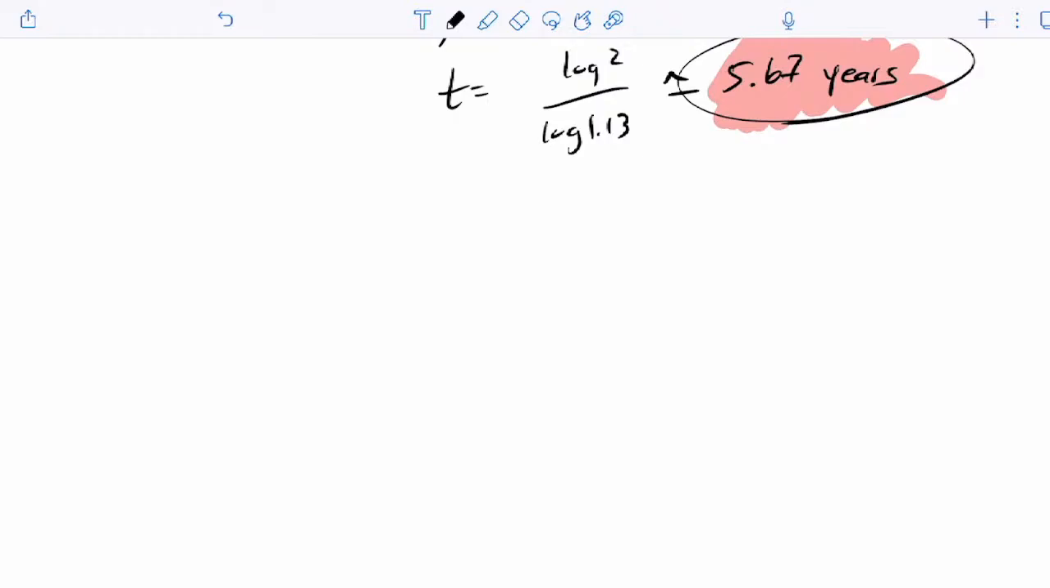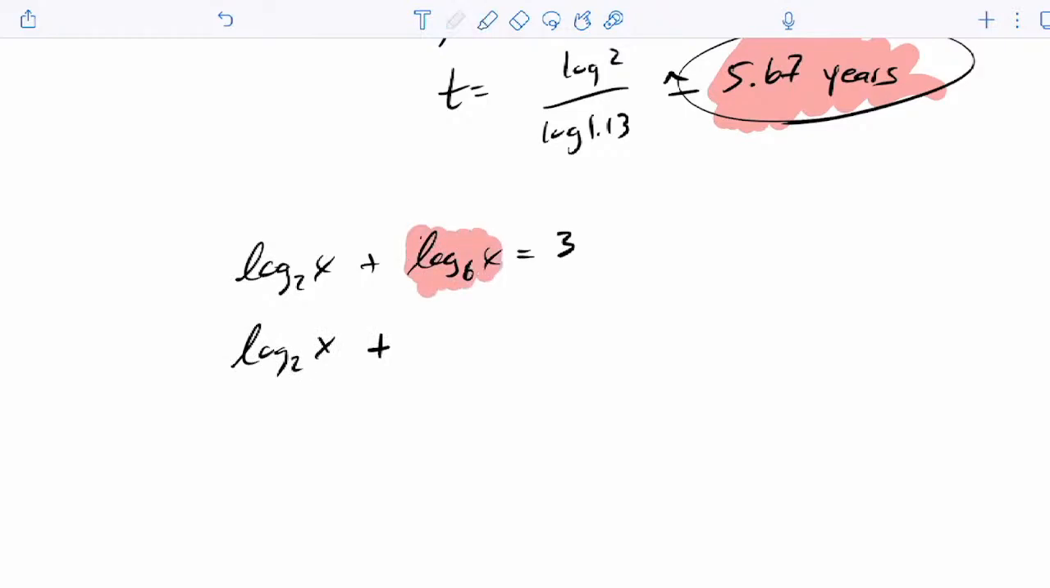Sure, let me do that one first. This was log of 2x plus log base 6 of x is 3. So for this one here, normally the bases would be like a base of 2, a base of 4, or 8 or 16, something that's a power. So here it doesn't really matter. What you can do is take log base 6 of x and change it to log base 2. So log of the base I want at the top over log of the base I want at the bottom.